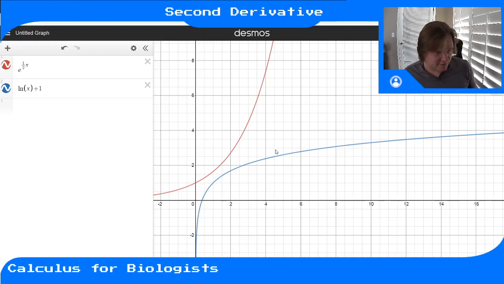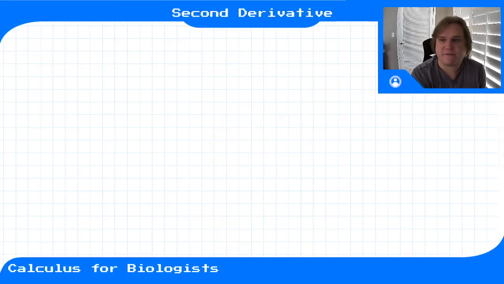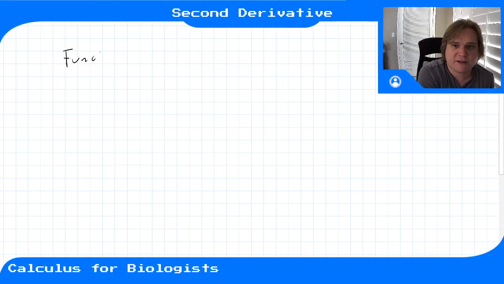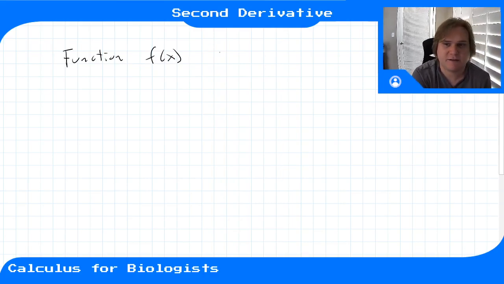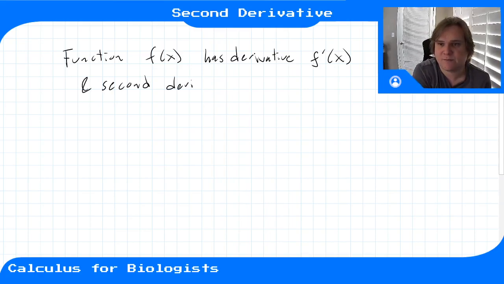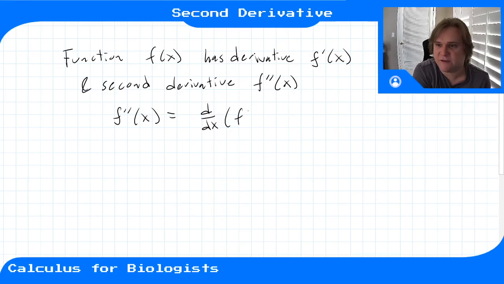Let's go to the notes. So second derivative, we say that the second derivative of a function, let me switch over my pen, needs to be on the right monitor, sorry about that. Okay, so a function f of x has derivative f prime of x. And then the derivative of the derivative is what we call the second derivative. The second derivative, f double prime of x, is sometimes how it's written, where f double prime of x is the derivative of the derivative. The second derivative is the derivative of the first derivative.